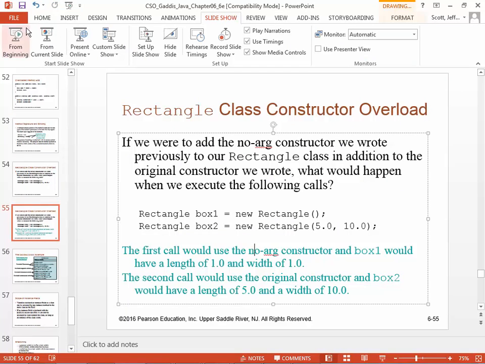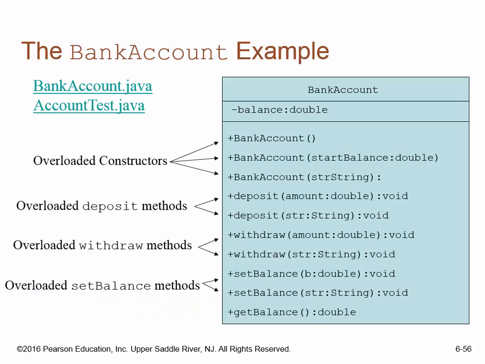The chapter ends here with the last 4 or 5 slides. The author starts to go through another example of a bank account. And they say this particular bank account has got what? It's called BankAccount. It has a private double variable called balance. Notice that it has 3 different constructors: one that's a No-Arg constructor, one that has a double passed in, one that has a string passed in.